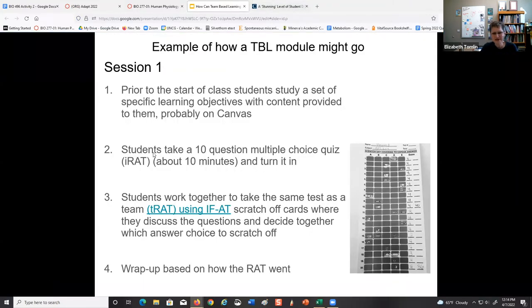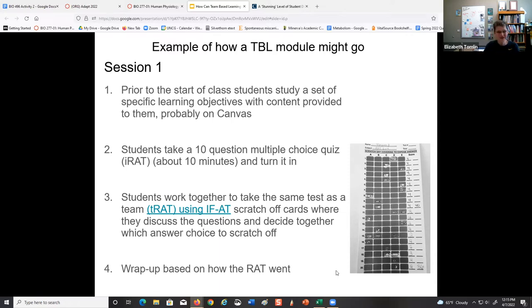So what did you guys notice about that? What are your initial impressions? Lots of activity and talking and engagement. Looked like a fun class to be in. It's loud, isn't it?